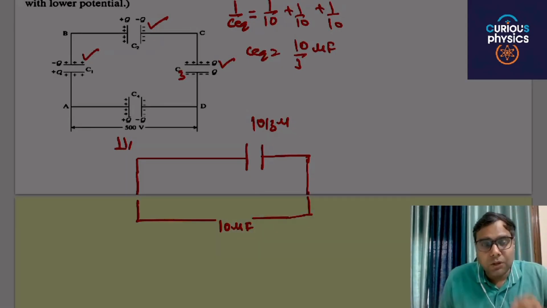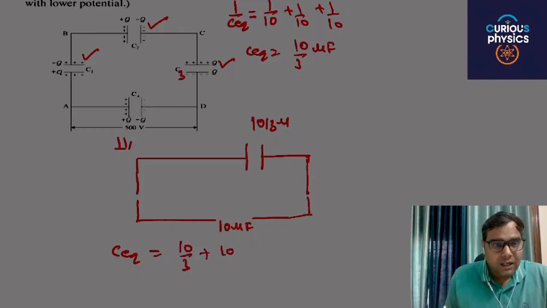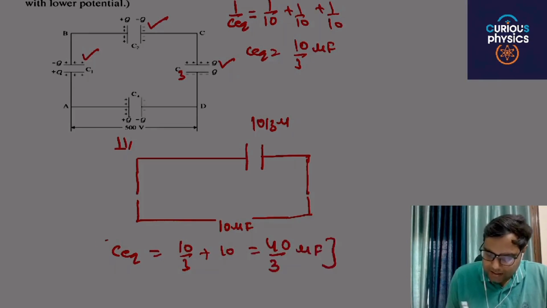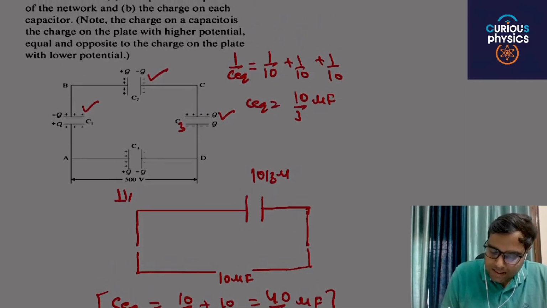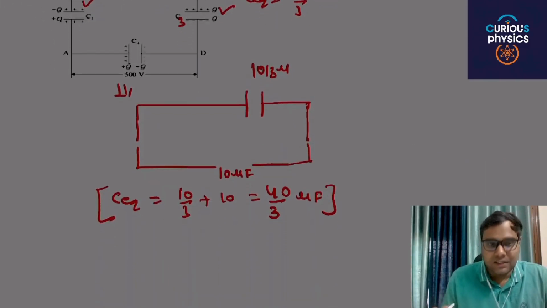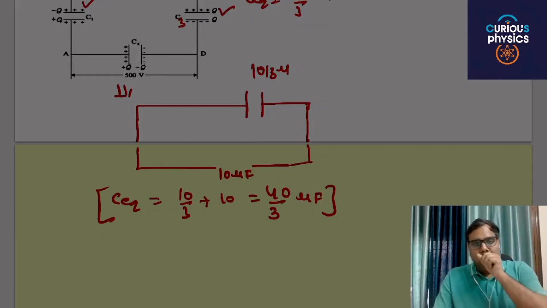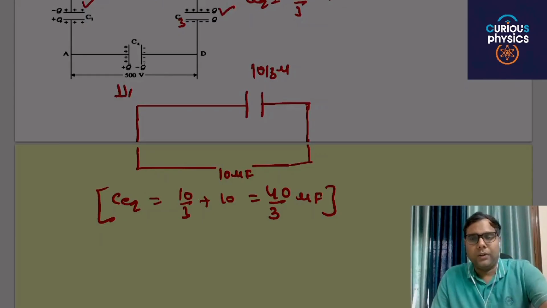Now these particular capacitors are in parallel, so the C equivalent for the whole system will be 10 by 3 plus 10, and you will get 40 by 3 microfarad. This is the net answer. C1, C2 and C3 are in series, and these three in series are parallel to the fourth one, C4. That's why the answer is 40 by 3 microfarad. Are you able to get my point?